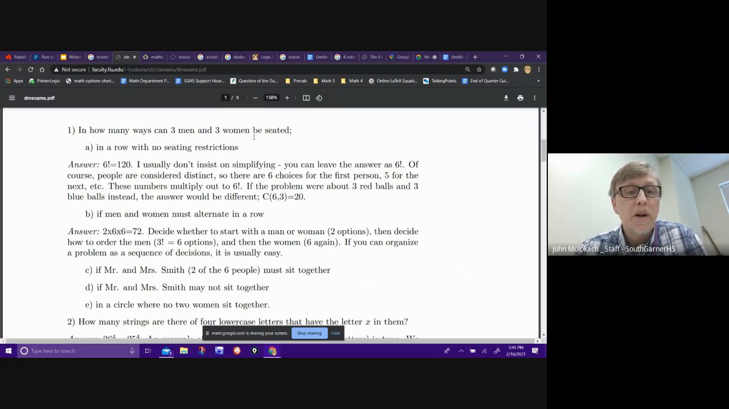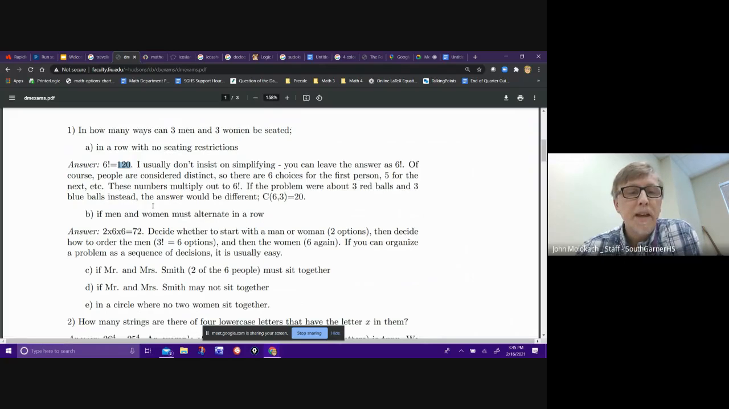For example, in how many ways can 3 men and 3 women be seated in a row with no seating restrictions? And the answer is 120. So if it doesn't matter if women or men are sitting alternately or one right behind the other, we can do 120 different seating arrangements of those 6 people. And it's pretty simple to figure that out using discrete math, but to list all of them would be a chore for sure.